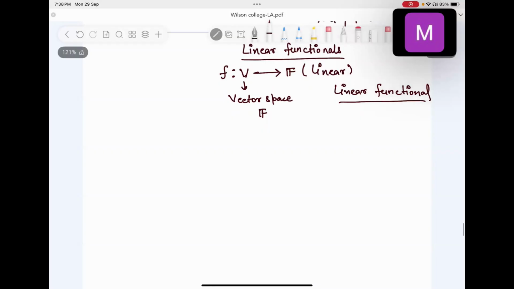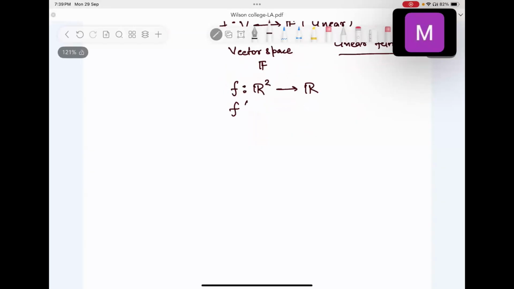Okay, now let's take some examples. So suppose f is a function from R2 to R, and this is defined as f of (x, y) equals x plus y. So you can check this is a linear functional.